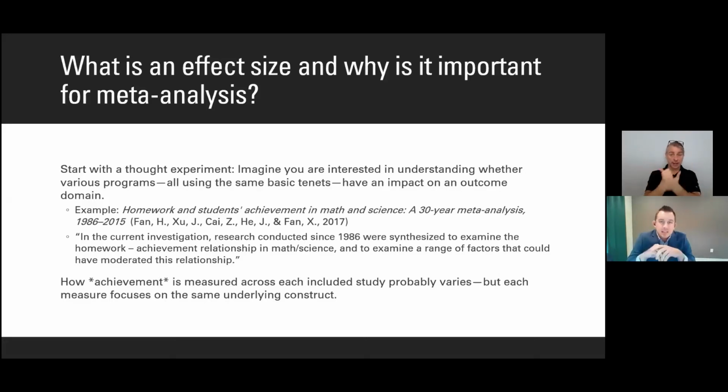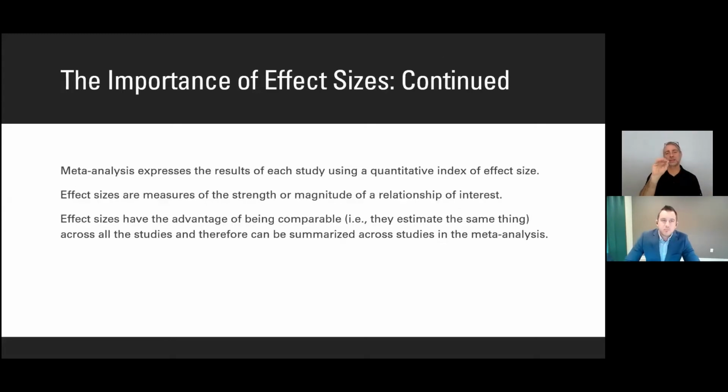So you can imagine in a study that synthesized 30 years' worth of studies, that math and science achievement is measured possibly quite differently across all of those studies. But underlying all of them, there's that same achievement construct. So we need to find a way to put all of the studies on the same scale so that they can be synthesized in the same model. And to do that, we estimate an effect size. That's the expression we're using in a meta-analysis, and it's a quantitative expression of the size of the relationship of interest. The relationship of interest can vary based on the topic of your meta-analysis. Terri mentioned a number of them at the top of this talk.